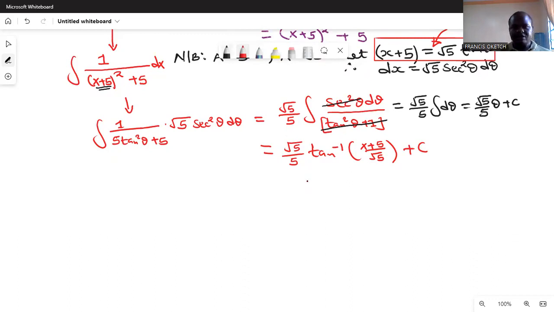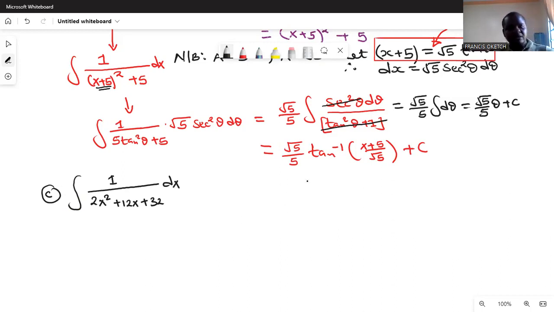Just a simpler one, to make you understand the concept better. You are asked to evaluate the integral of 1 over 2x squared plus 12x plus 32 dx. So how do we go about this?